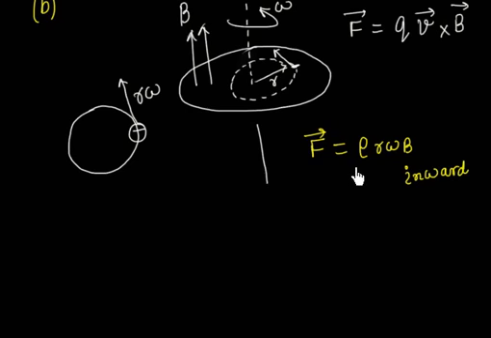Are you getting? So this force will try to push these electrons towards the center. So the electrons will be collected at the center. Now with this force, again I can find the potential difference between the center and the rim.